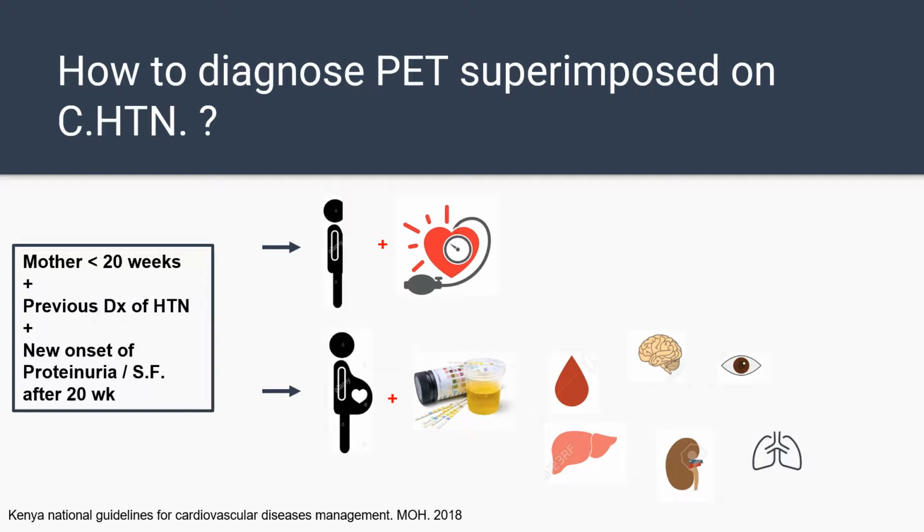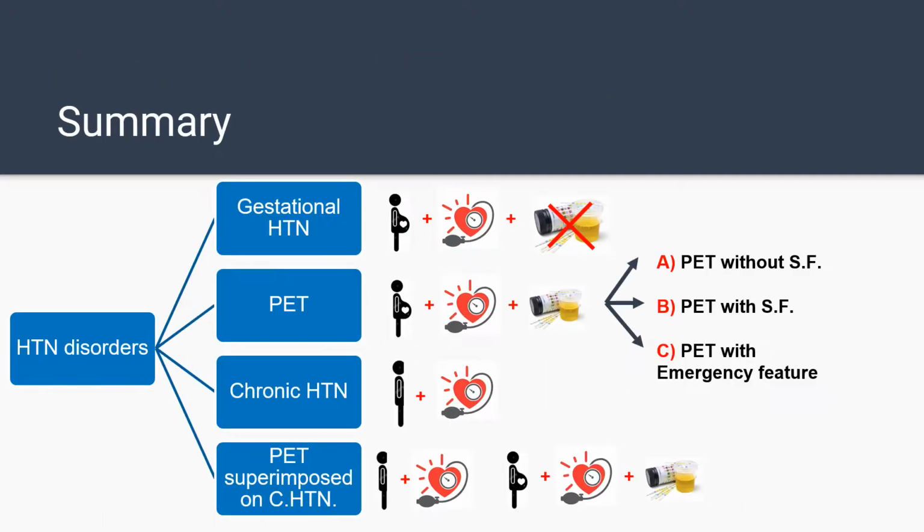And in the other way, chronic hypertension with superimposed preeclampsia is a situation when we have a mother with hypertension before the 20 weeks, but after the 20 weeks, in addition to the hypertension, appears proteinuria or any of the severe features that we were talking about previously. So now we know how to diagnose all the different types of gestational hypertensive disorders.